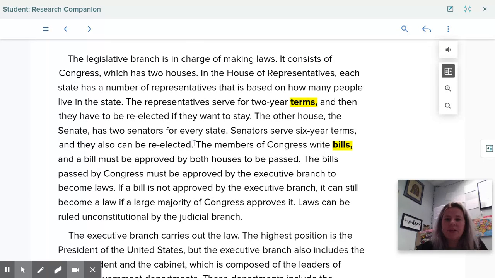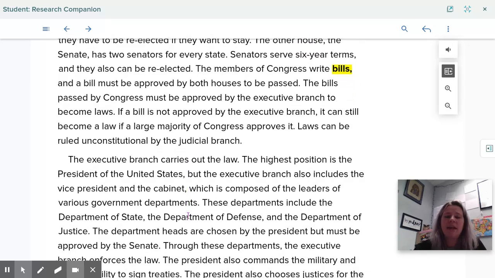The members of Congress write bills, and a bill must be approved by both houses to be passed. The bills passed by Congress must be approved by the executive branch to become laws. If a bill is not approved by the executive branch, it can still become a law if a large majority of Congress approves it. Laws can be ruled unconstitutional by the judicial branch. So that's how the legislative branch is checked. The executive branch, meaning the president, could veto a bill, but if it goes back to Congress and they have a large majority vote, they can overturn it. Or the judicial branch can check the legislative branch by saying, no, that law can't be passed because it's unconstitutional.